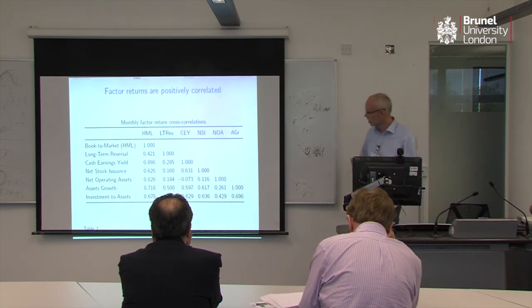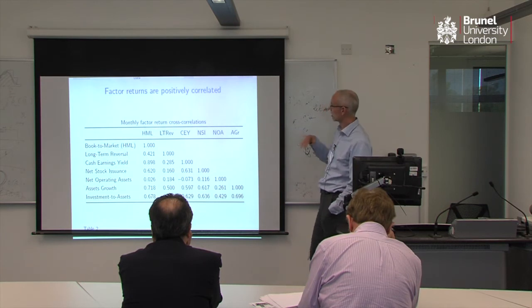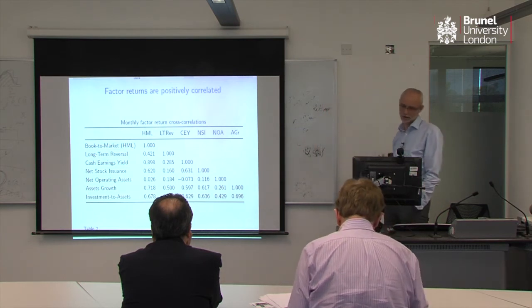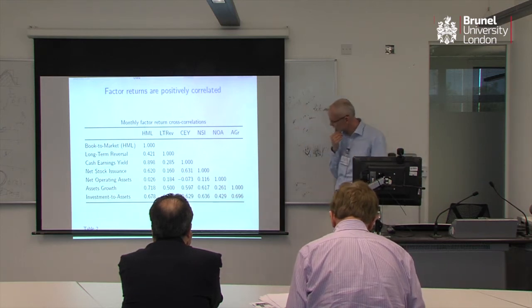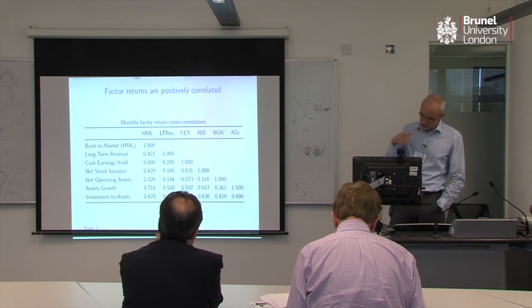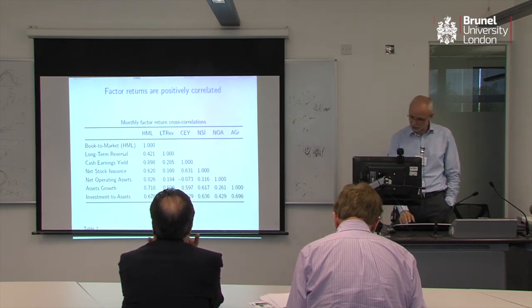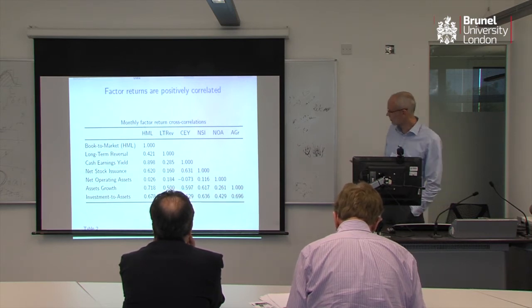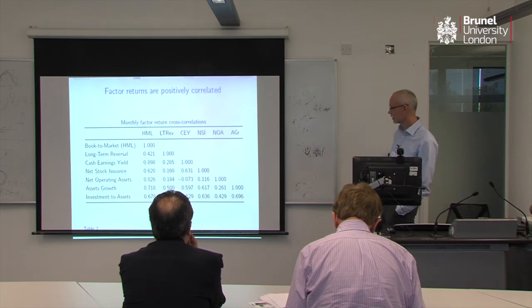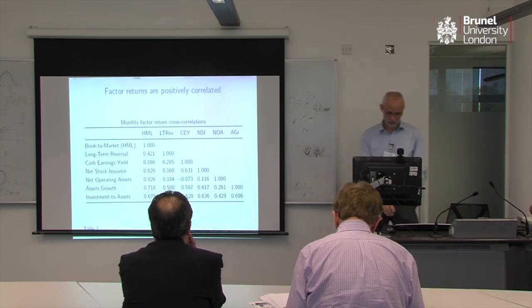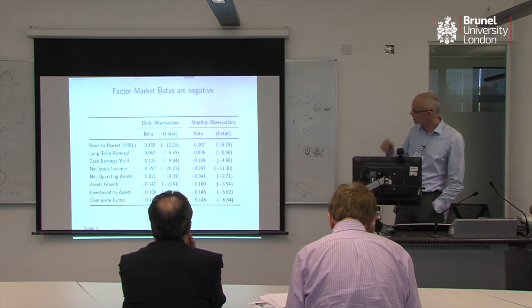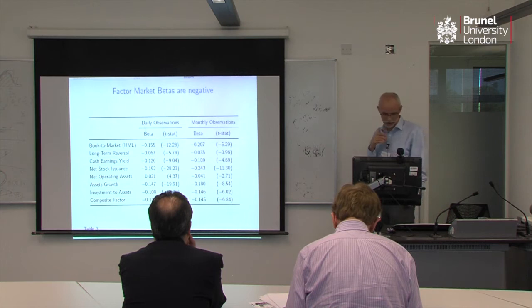Unsurprisingly, given that these, by our hypothesis, are all related to some underlying value, the factor returns are positively correlated across time. These are the bivariate correlations of the monthly returns. Nothing terribly surprising here, except I should mention this is not just driven by a common denominator in price, because some of these are scaled by assets and others are scaled by price. And this is the estimation of the unconditional market betas.